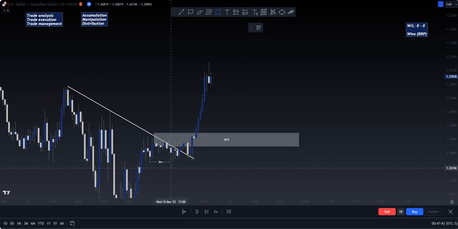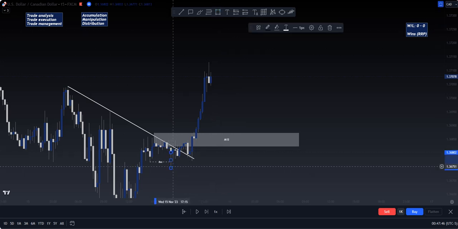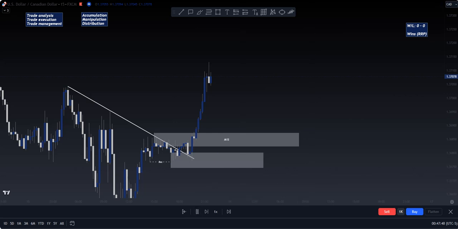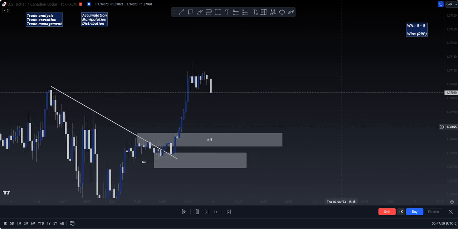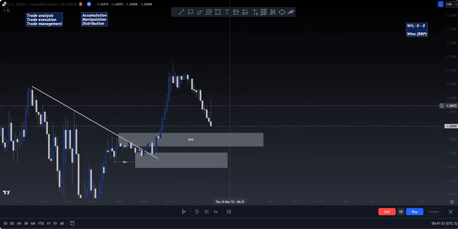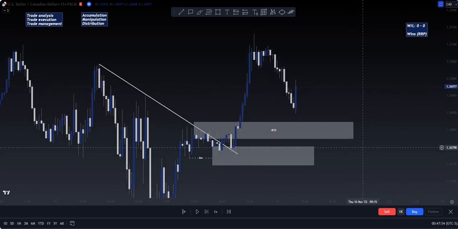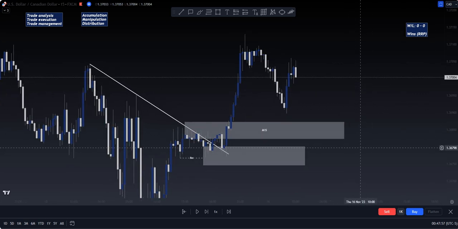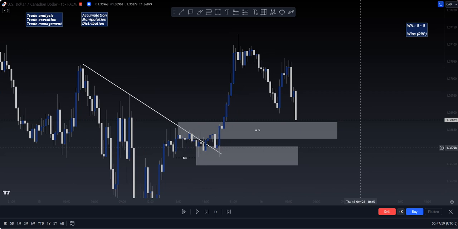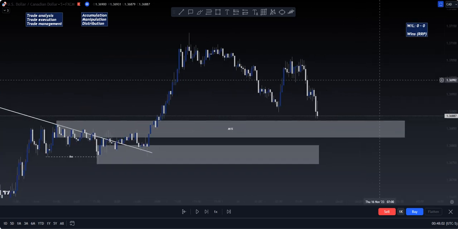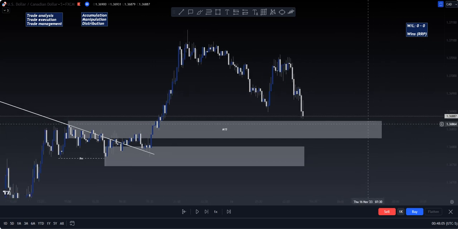And if I don't get a reaction there, I look for a reaction down here at the extreme. Okay. So what I do is this. Once price gets down to that M15 zone, I'm going to wait for confirmation on the 5-minute time frame.